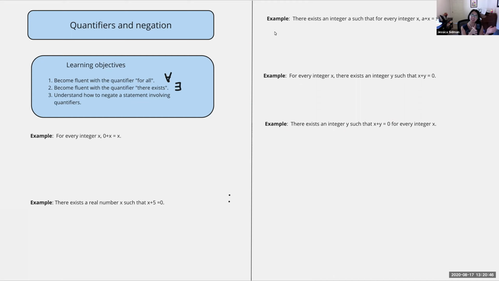So that's written as a sentence. Let's write it in logical notation. The logical version of this looks like, for every x in Z, 0 plus x equals x. These two things have exactly the same meaning.